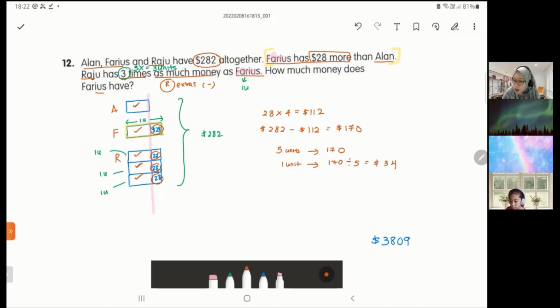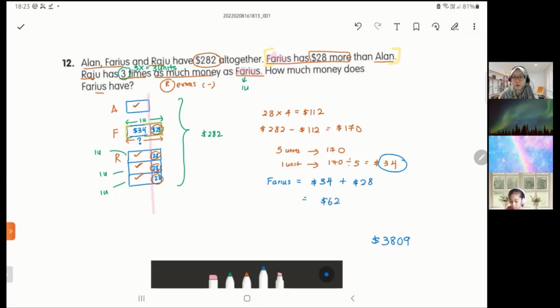Now, Farius has how much at first? This whole thing, okay? So right now I know that inside here, I'm going to redraw. Inside here, this portion is $34. This one is 28. Can I find the whole thing there? I can. So Farius will be $34 plus $28 equals to $62.